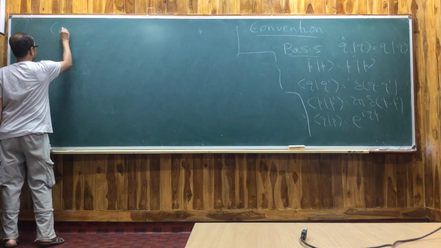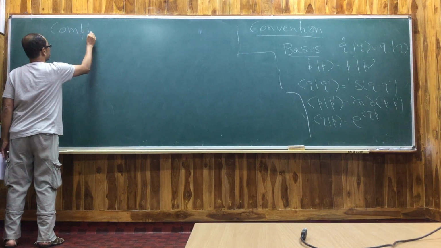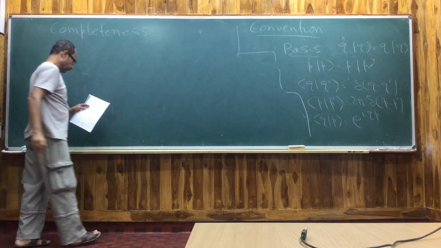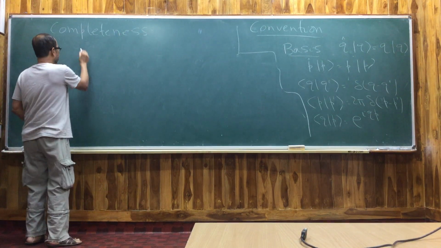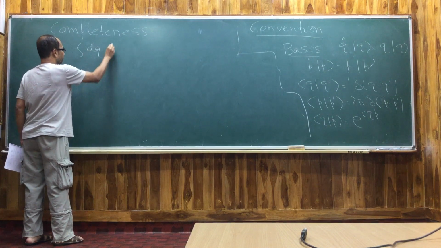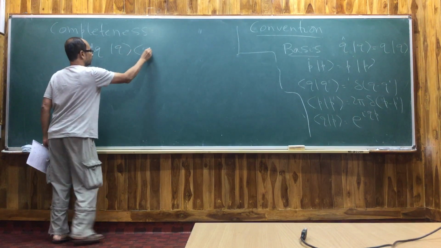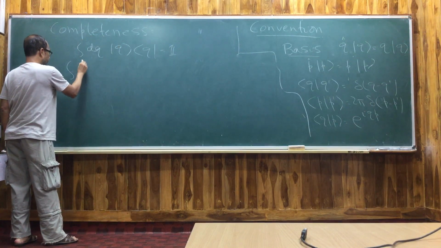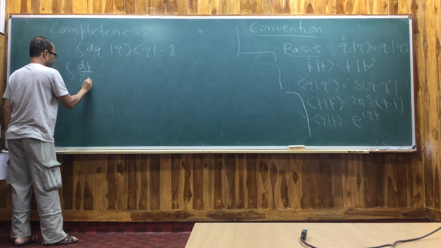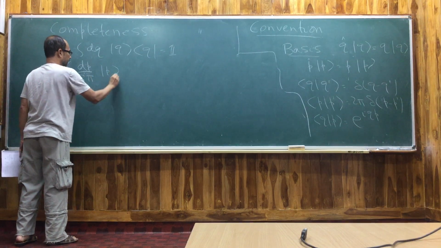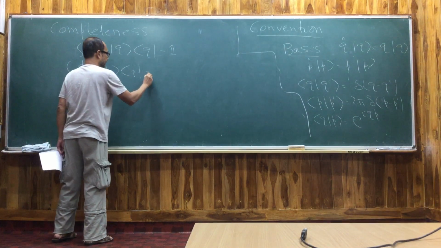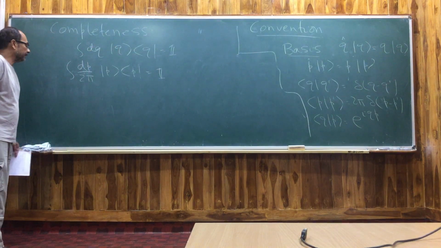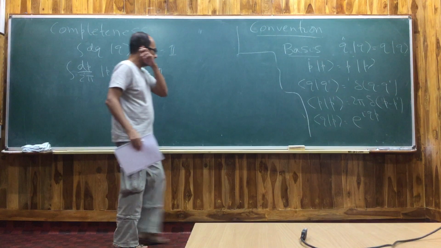We also have the completeness relations: the integral dq of |q><q| is the identity, and the integral dp over 2 pi of |p><p| is the identity. Based on this you can check the various consistency relations.